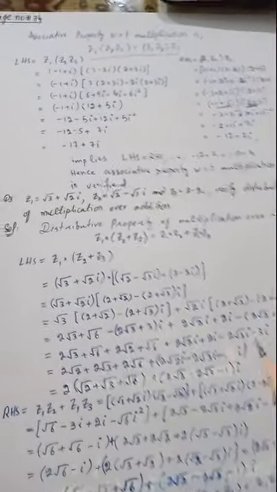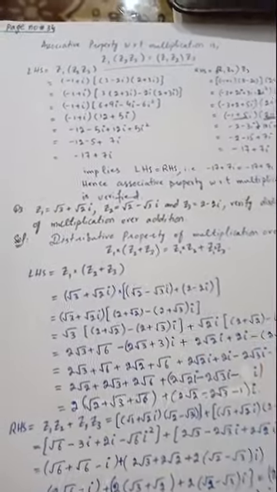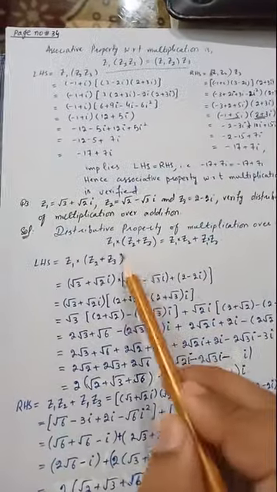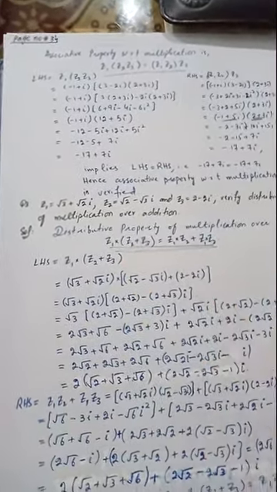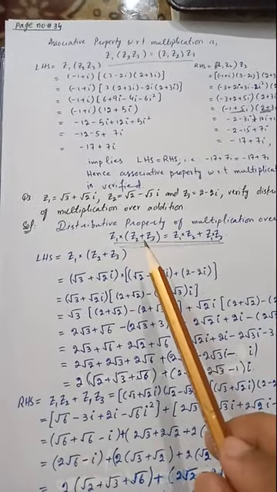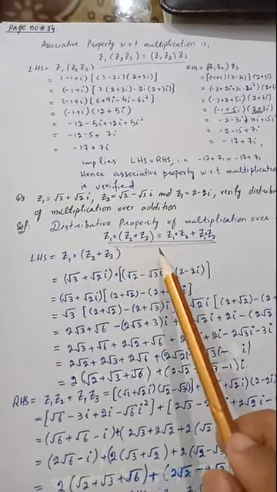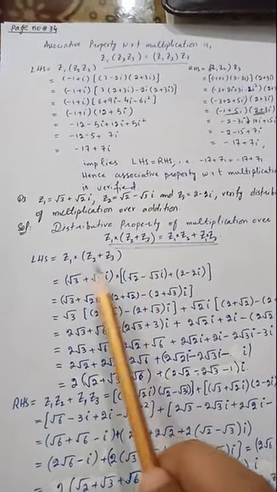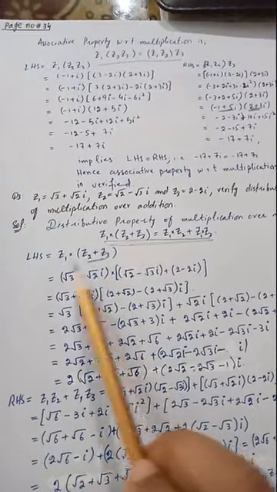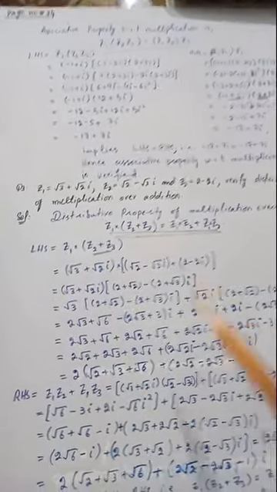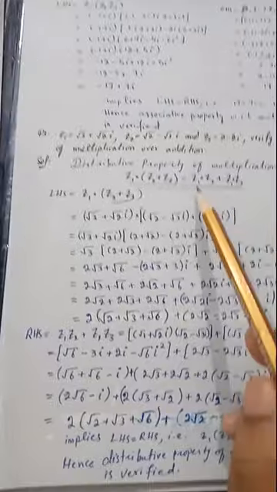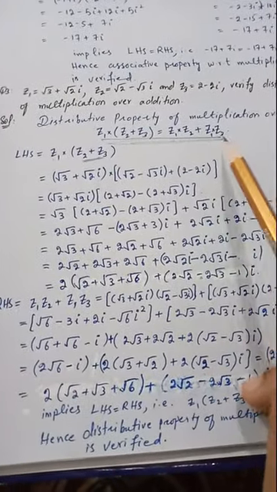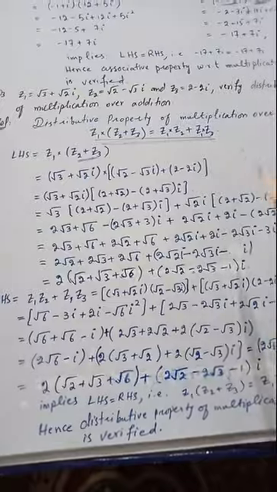Now similarly, this is the distributive property of multiplication over addition. So you just need to take the left hand side. First of all you will add z2 and z3, and then the result which comes from this addition is multiplied with z1, and on the right hand side you will multiply z1 and z2 and then z1 and z3 and then add those two results. So you will get the same answer. This is also very much easy.